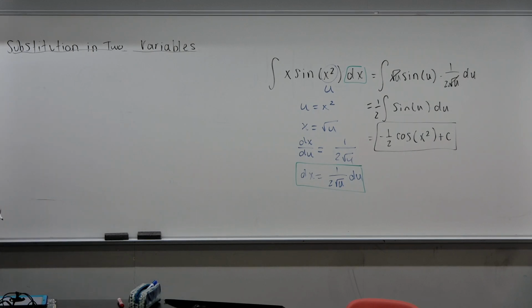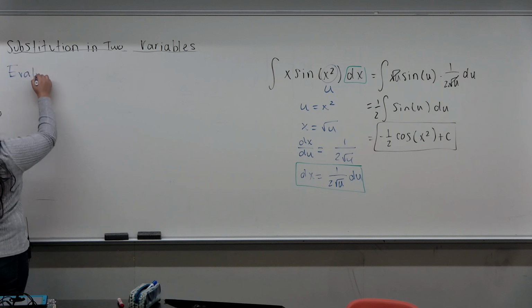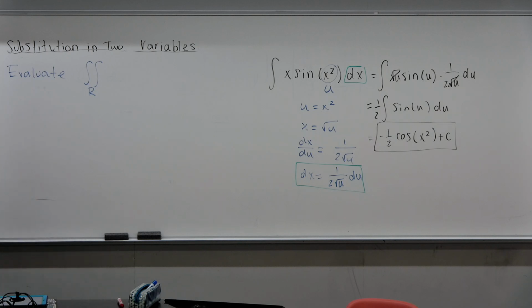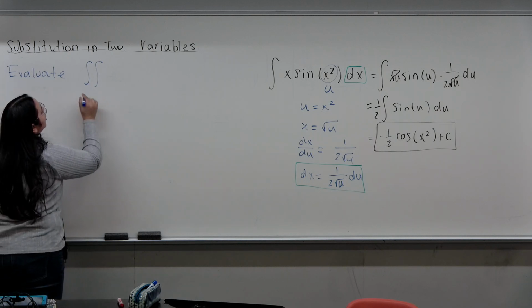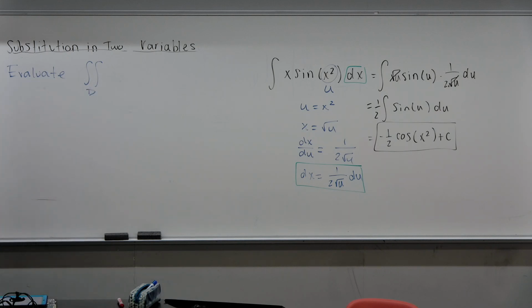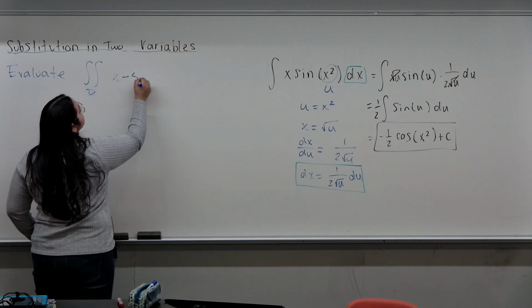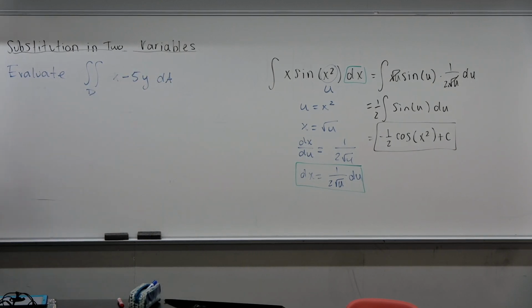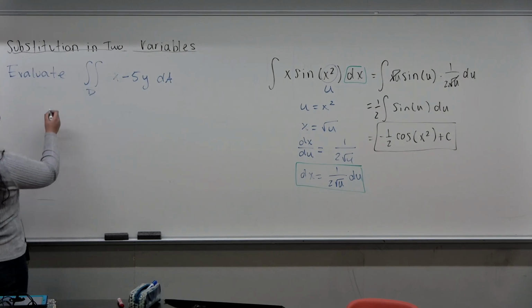So the general idea, I should write down a motivating example. Let's evaluate this double integral over region R, which I'm actually going to call region D, and I'll show what it looks like on a graph later. So let's find the double integral over the region D of x minus 5y dA, where D is this region. Let me draw it. It's a parallelogram.